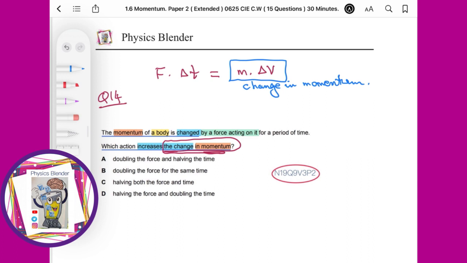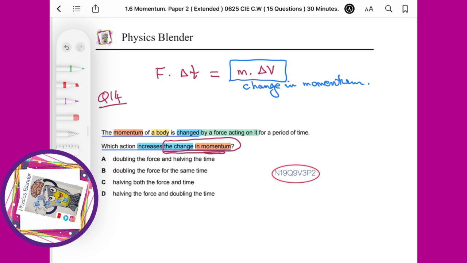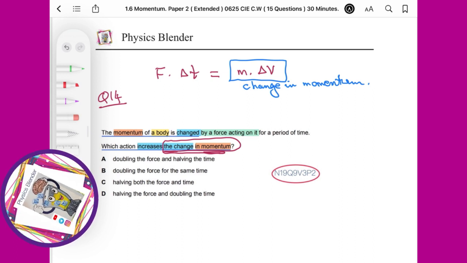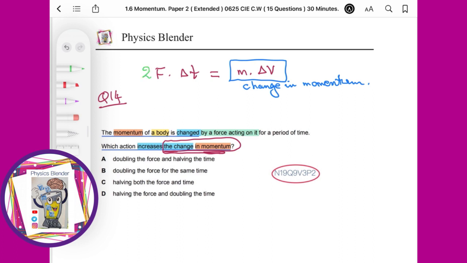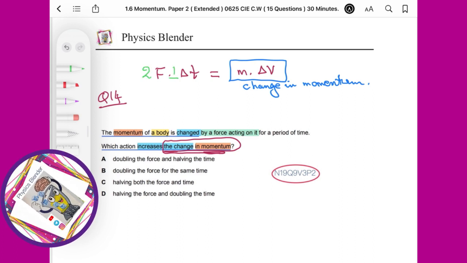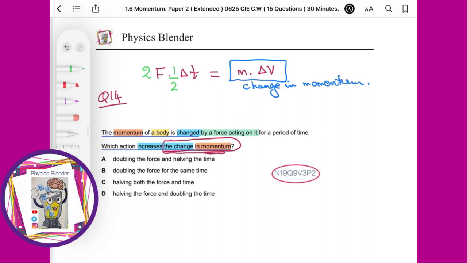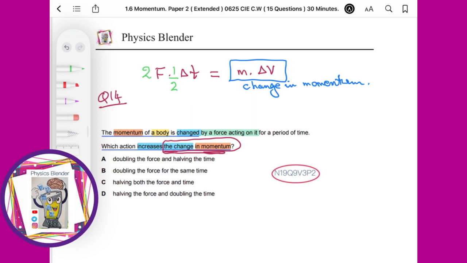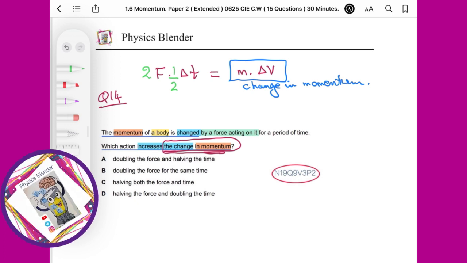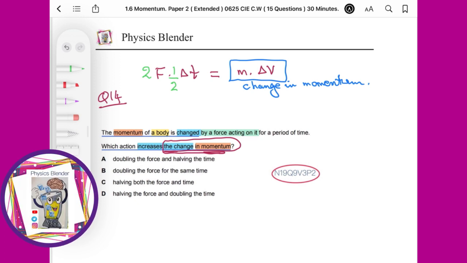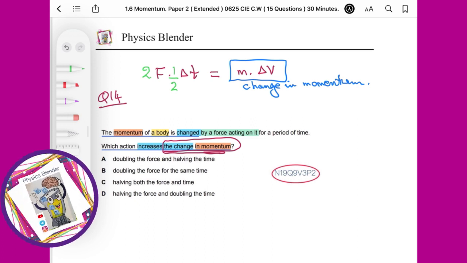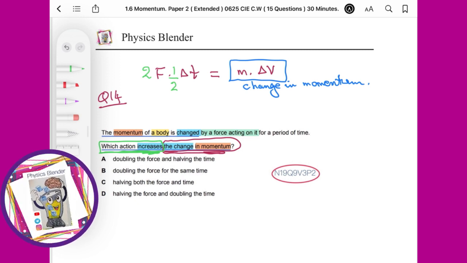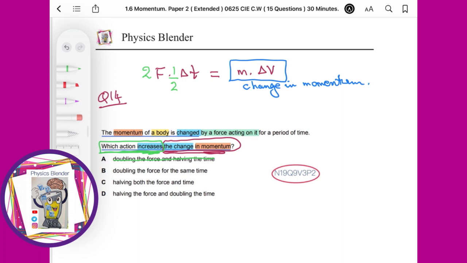Okay, let's discuss all the choices we have. If you double the force and the time is halved, what will happen? They will cancel out, so you still have the same change in momentum: 2 times half, so the answer is 1. So you will get the same change in momentum. He is asking which action increases it. You want an increase, so the first one is not correct.